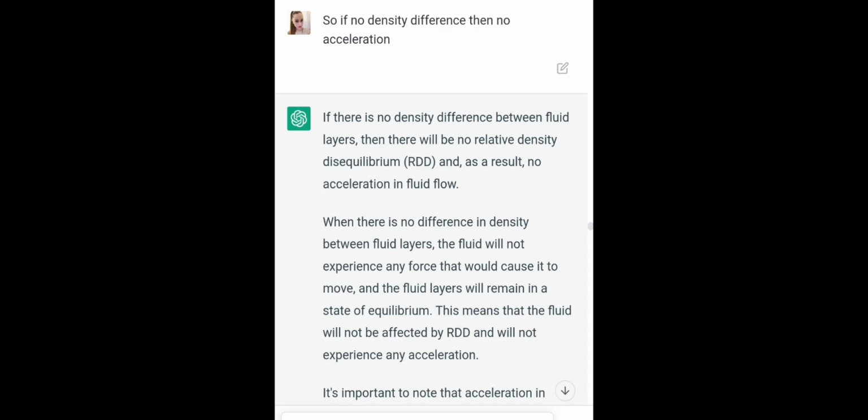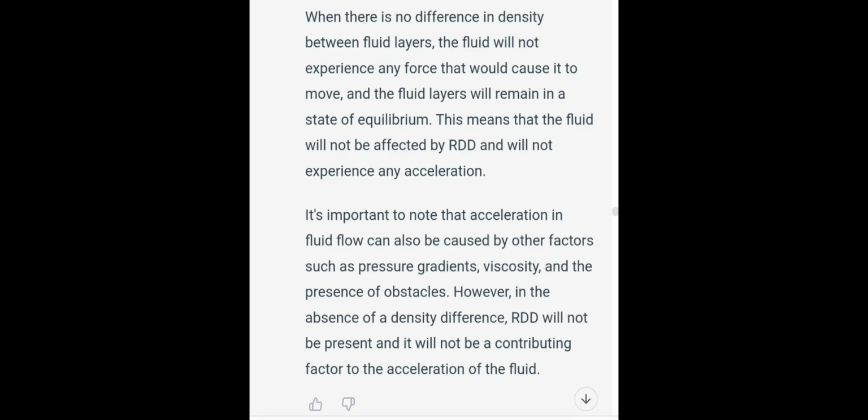When there is no difference in density between fluid layers, the fluid will not experience any force that would cause it to move, and the fluid layers will remain in a state of equilibrium. This means that the fluid will not be affected by RDD and will not experience any acceleration. It's important to note that acceleration in fluid flow can also be caused by other factors such as pressure gradients, viscosity, and the presence of obstacles.